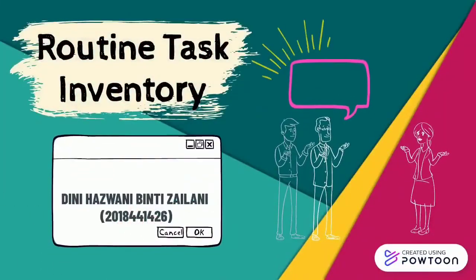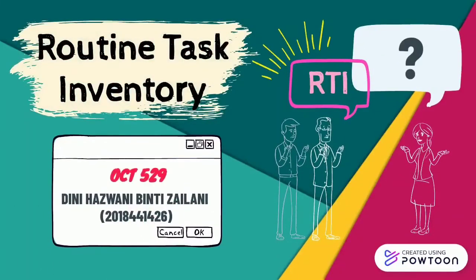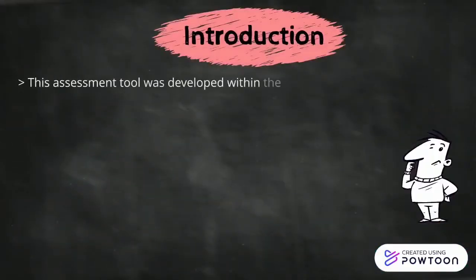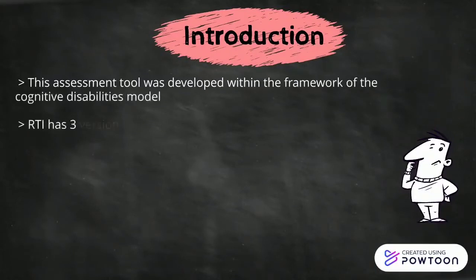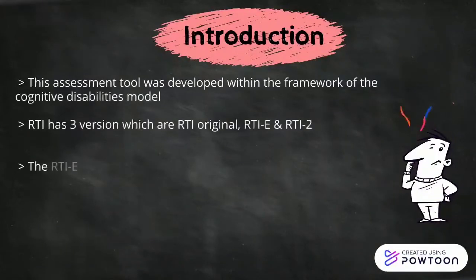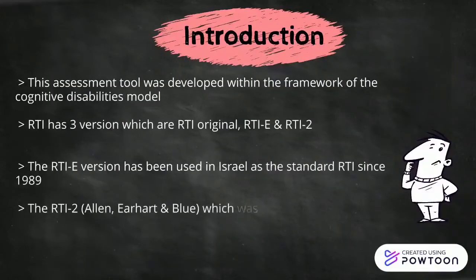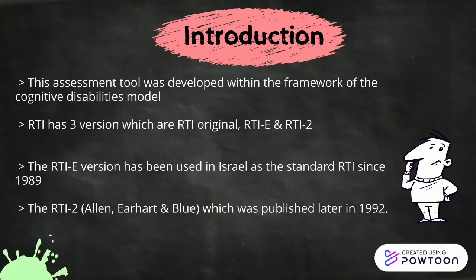Hello everyone, this video is about the Routine Task Inventory. This assessment tool was developed within the framework of the cognitive disability model, which was developed by the same author. The Routine Task Inventory, also known as RTI, has three versions, which are RTI original, RTI expanded, and RTI-2.